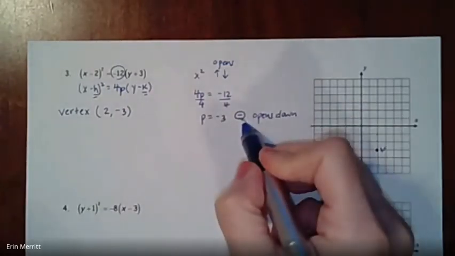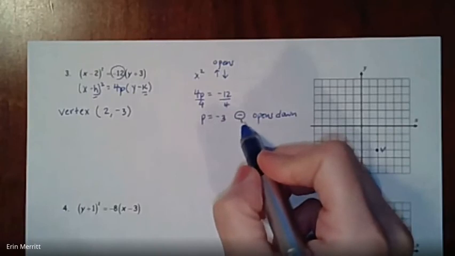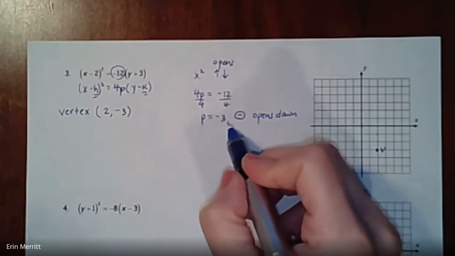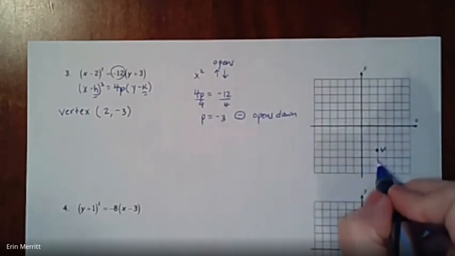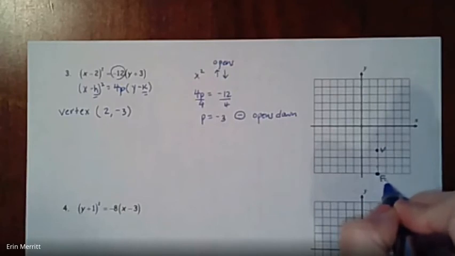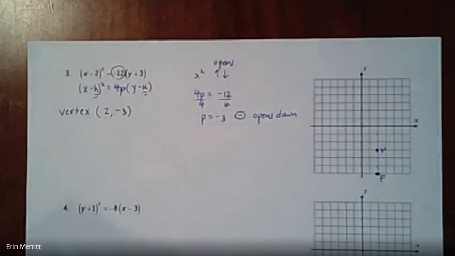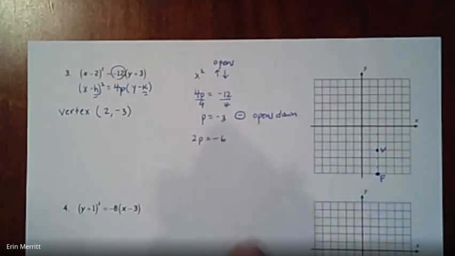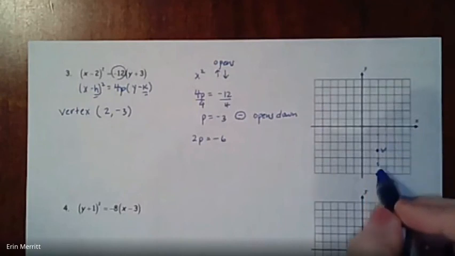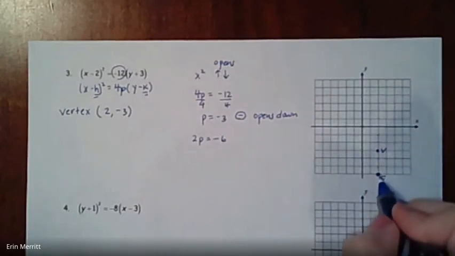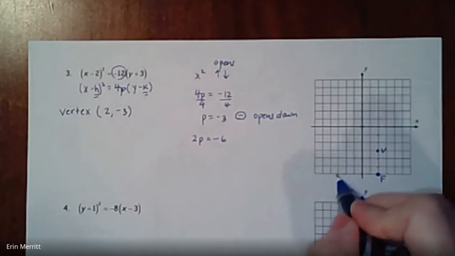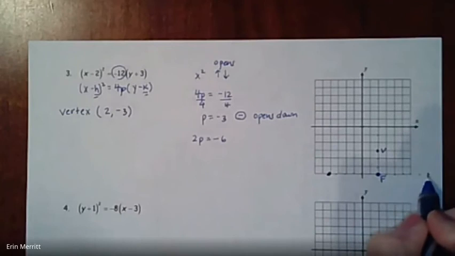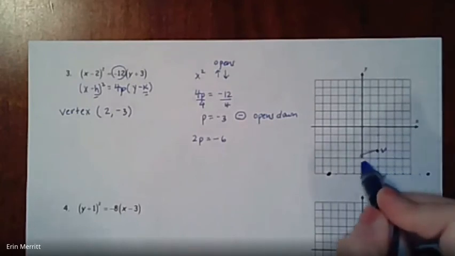That means the focus is going to be below the vertex. So that 3, the negative is just sort of my direction. I'm going to go down 3 units and plot the focus. So go down 1, 2, 3. There's my focus. From there, 2p would be -6, or in this case, I just want to think about it as 6. So I'm going to go 6 to the left and 6 to the right of the focus. So if I go to the left, 1, 2, 3, 4, 5, 6, I land here. If I go to the right, I know I'm going to fall off the graph a little. That's okay.